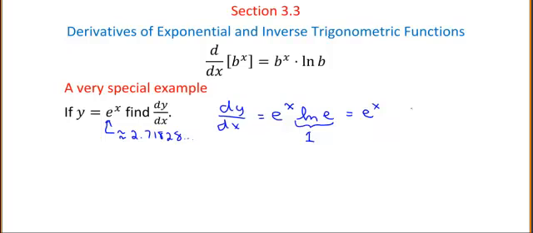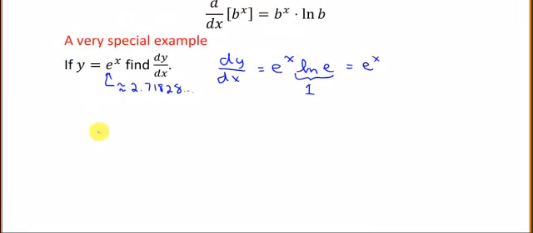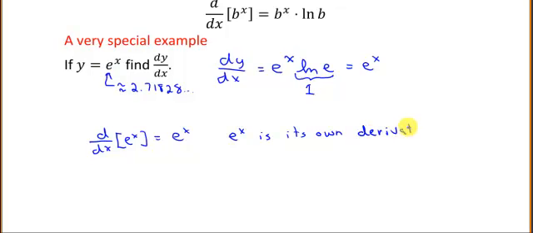So here's the thing, this is what makes this function so very special. The derivative of e to the x with respect to x is e to the x. E to the x is its own derivative. And that's what makes it so important.